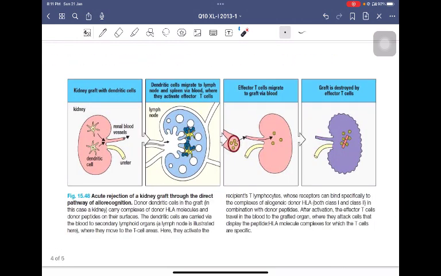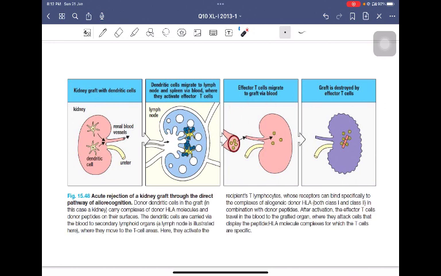So here is an example of an acute rejection of a kidney graft through the direct pathway of allorecognition. Here, this is a kidney graft with the dendritic cells. Now, the dendritic cells from the graft migrate to the lymph node and the spleen via blood, where they activate the response of the effector T cells.